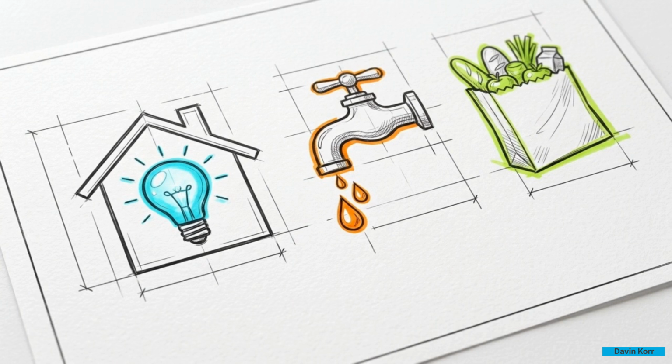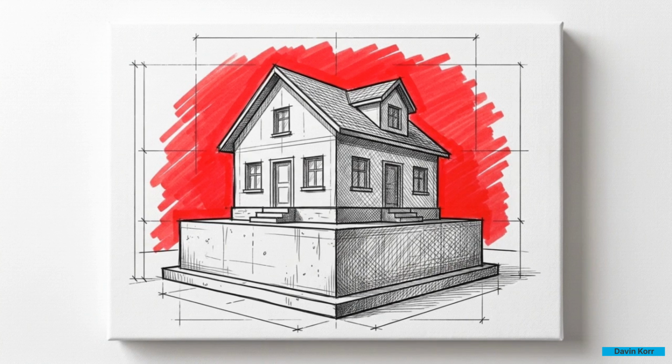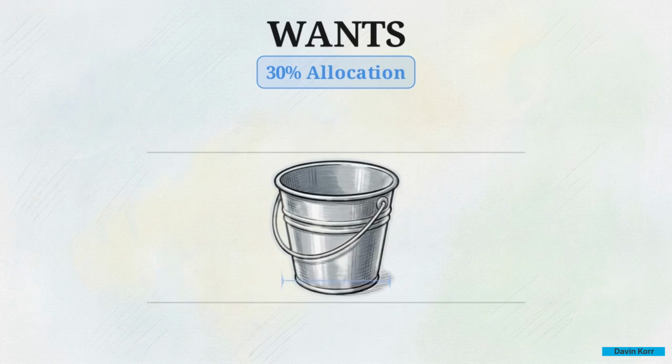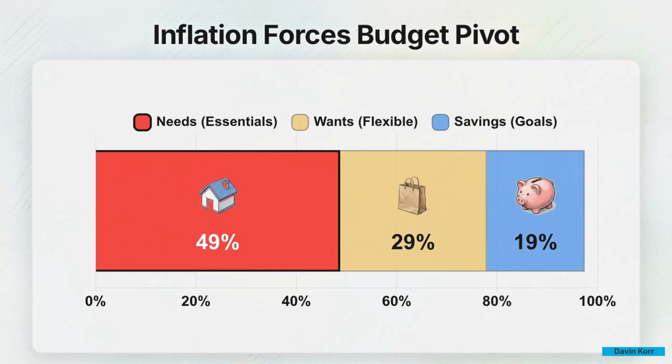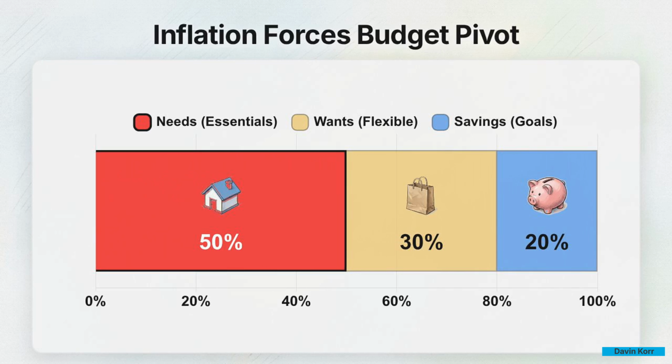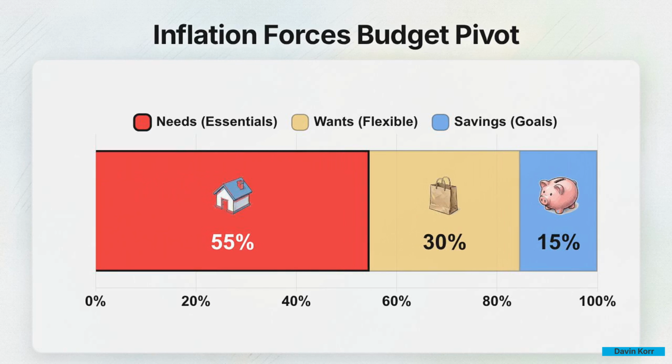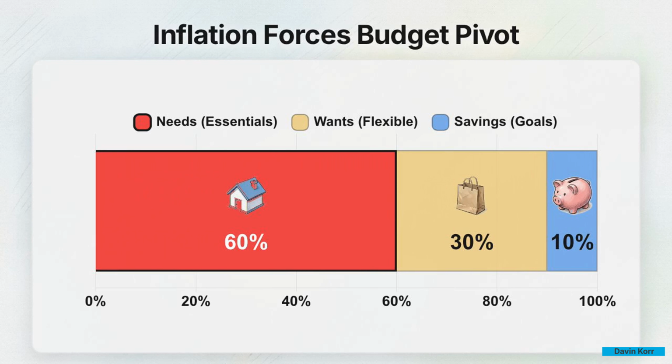Define your needs strictly as survival expenses: housing, utilities, food, and insurance. If an expense cannot go unpaid without losing your home or health, it is a need. Your wants include everything else: discretionary spending like dining out, travel, and streaming services. If modern inflation has pushed your essential costs past 50%, pivot to a 60-30-10 model. This allows 60% for essentials while maintaining 10% for savings.